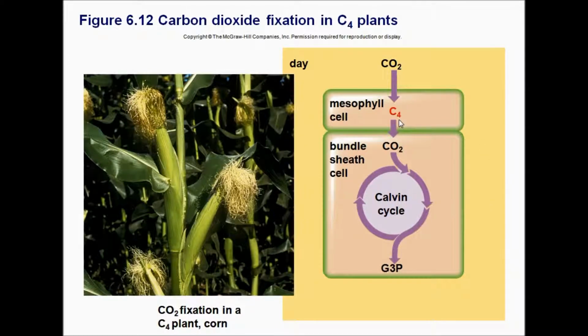So here we go. We come in, it turns into a C4. It's in the bundle sheath. Remember I told you? That's where this is going to happen right here. Same thing's happening in here in a C4 plant. Oh, and corn is one, by the way.